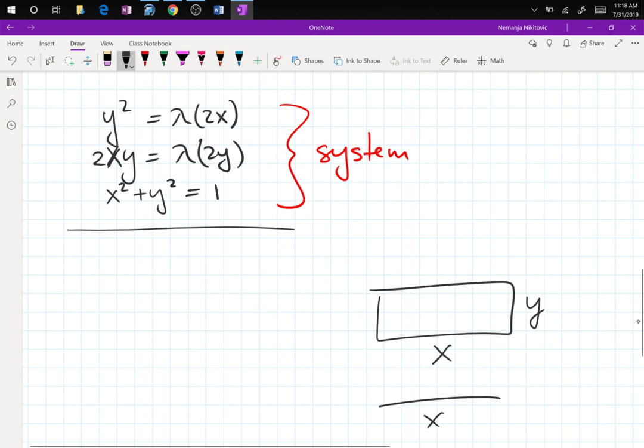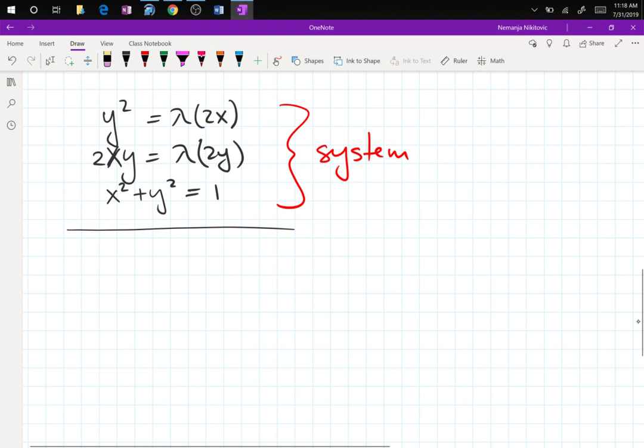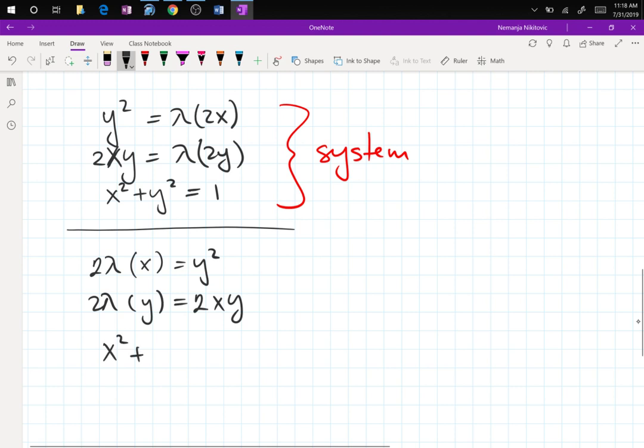So, solving the system, it's either going to be 3 equations, like in this case, or it's going to be 4 equations when we do the 3D case. Now, the way I'm going to do this is, from the first, I'm going to solve for 2 lambda. So 2 lambda times x is equal to y squared. And on the bottom, 2 lambda times y is equal to 2xy. And then I have x squared plus y squared is equal to 1.